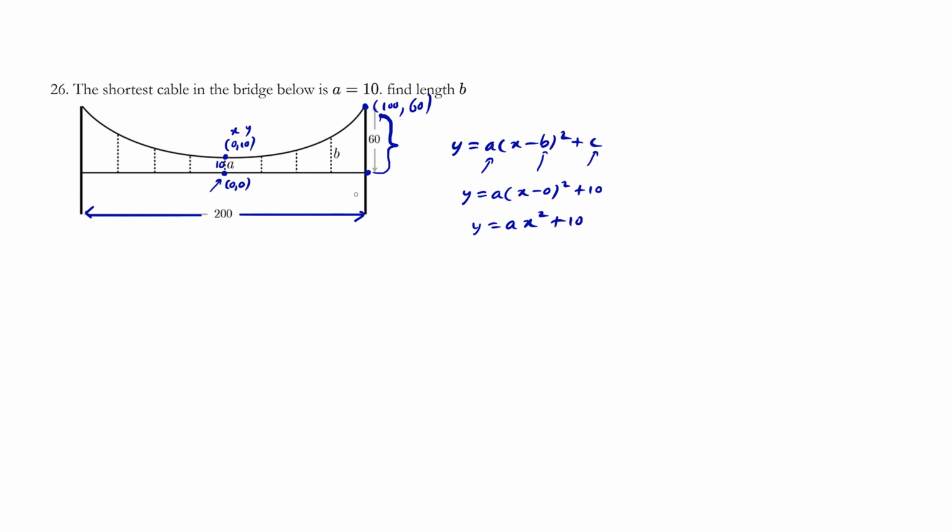And so what's the next step? We're going to use substitution. Here is our x value, it's 100. Substitute into here. And our y value is 60 over here. So 60 equals a times 100 squared plus 10. And now we simply have an equation with one unknown variable. We're going to make good progress here.